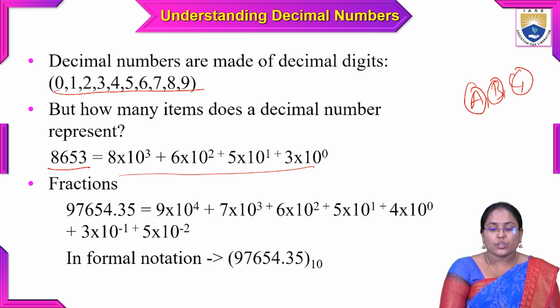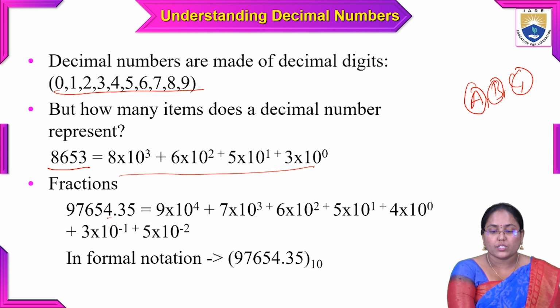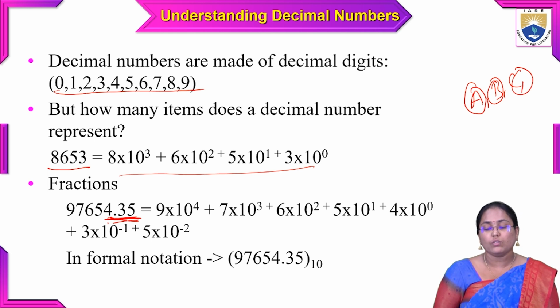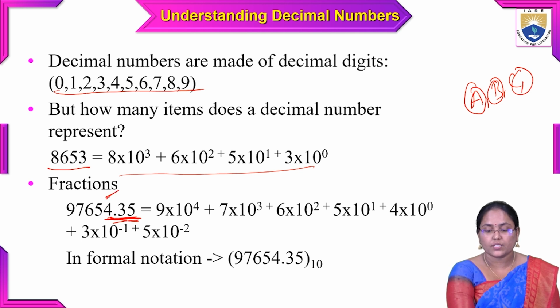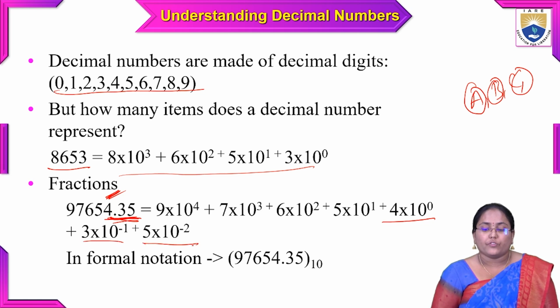Okay. So if you take fractions into consideration, fractions means here I'll be getting 0.35 also, which is a rational number anyhow. So here what I need to do is, after the last number, 4 into 10 to the power of 0, I should consider 3 into 10 to the power of minus 1, 5 into 10 to the power of minus 2 also. So this is the way to represent a particular decimal number.